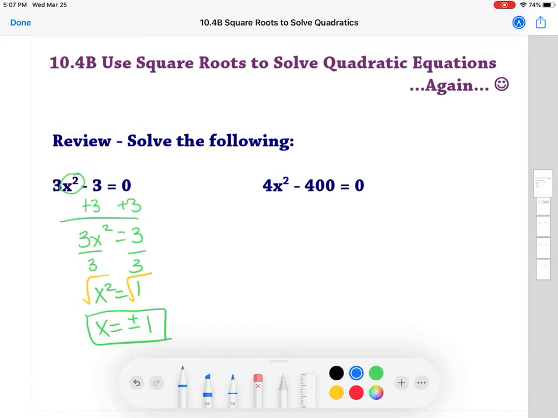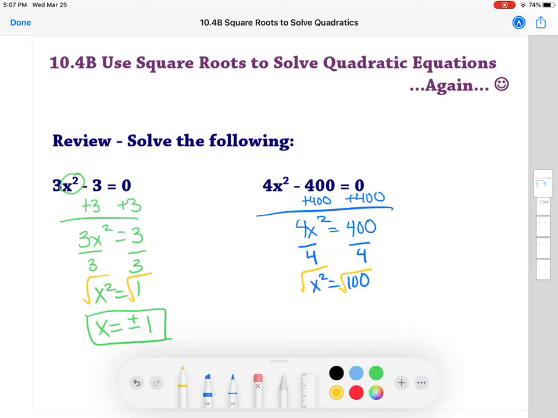Second one, add your 400. So you get 4x squared equals 400. Divide by 4. X squared equals 100. Square root both of those. And plus or minus 10, because the square root of 100 is 10.